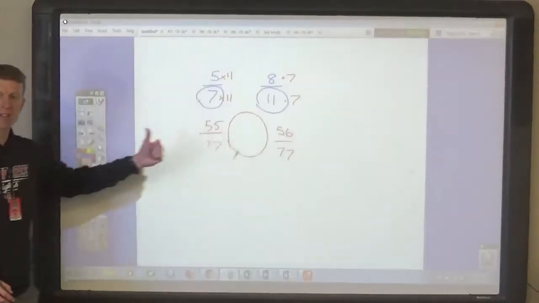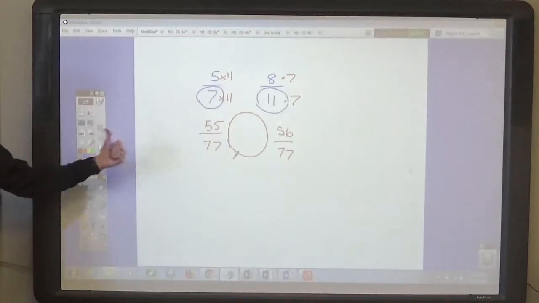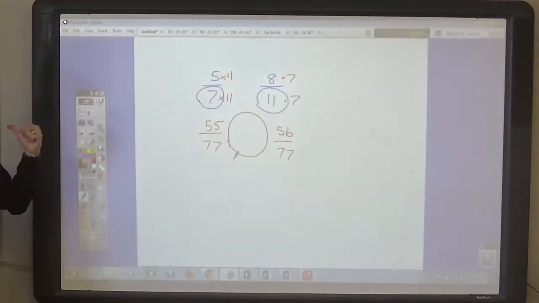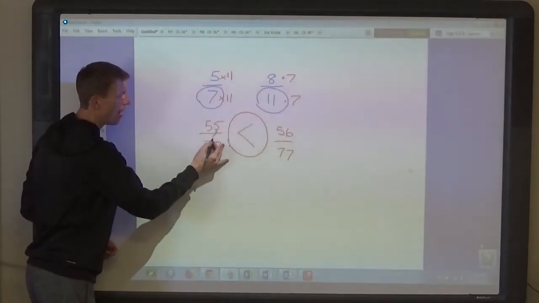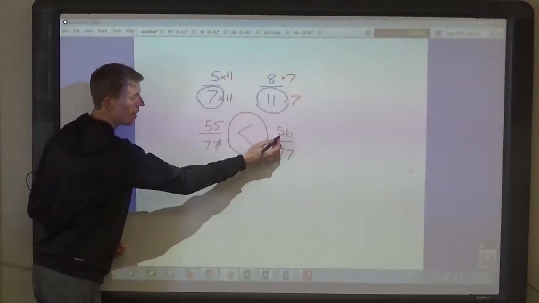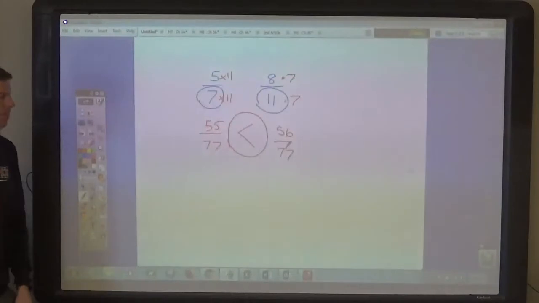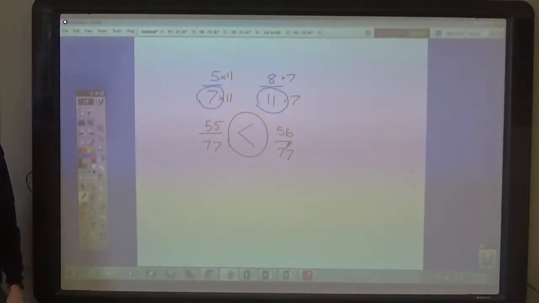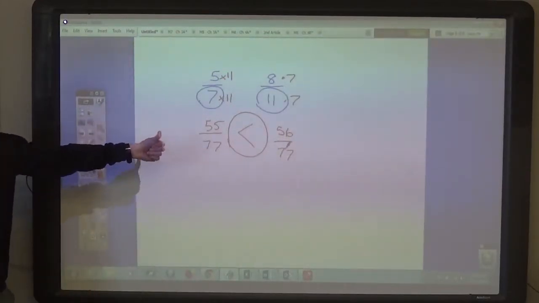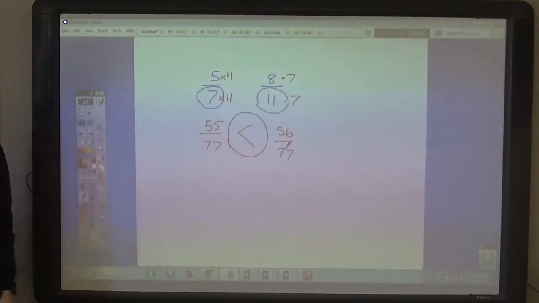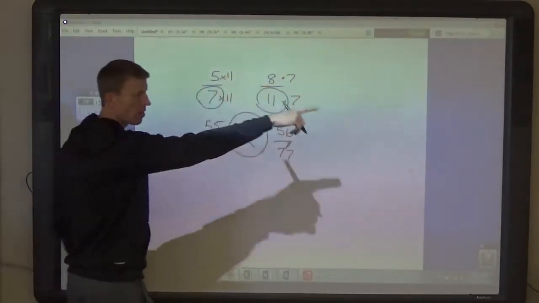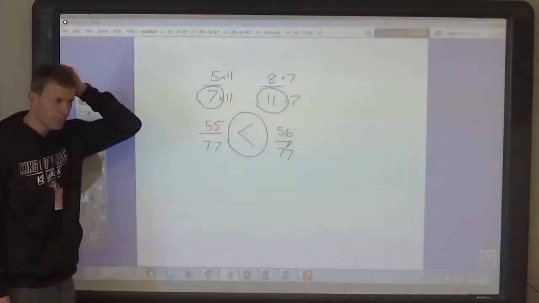The greater than symbol, then this one. Which one points to the left? Which one starts with an L? Less than. 55 77ths is less than 56 77ths. Okay? And just remember, the less than sign always points to the left. The greater than sign points to the right. Okay?